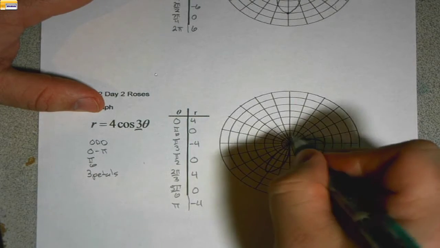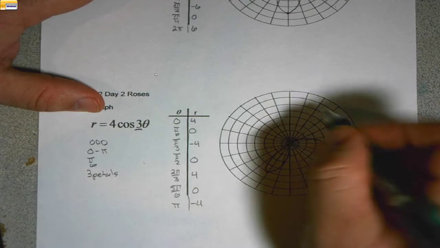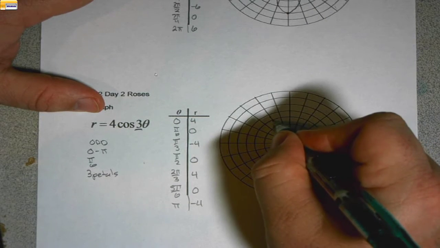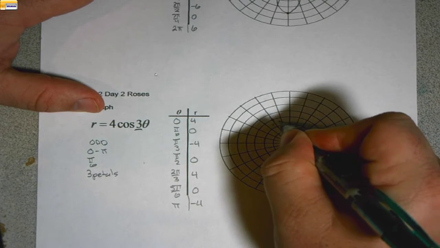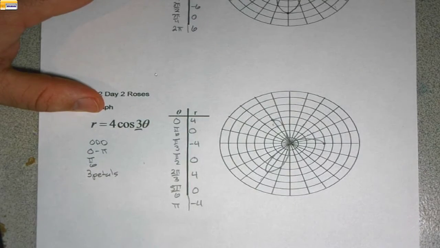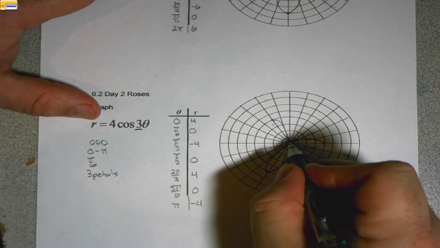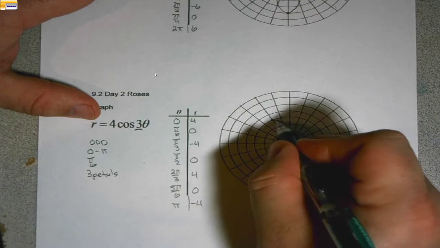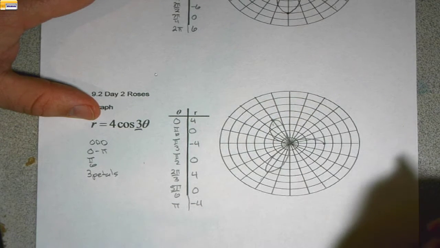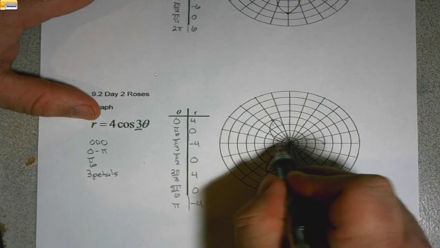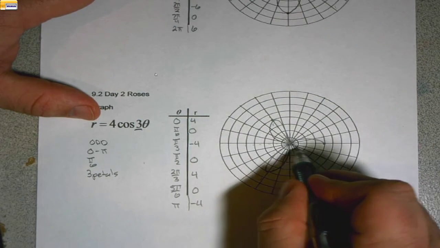2 pi over 3, that's up here, is 4. 1, 2, 3, 4. Like that, it's going to loop around. 5 pi over 6, that is actually right there. That's back to 0. And then pi going this way is -4, so back the other way.